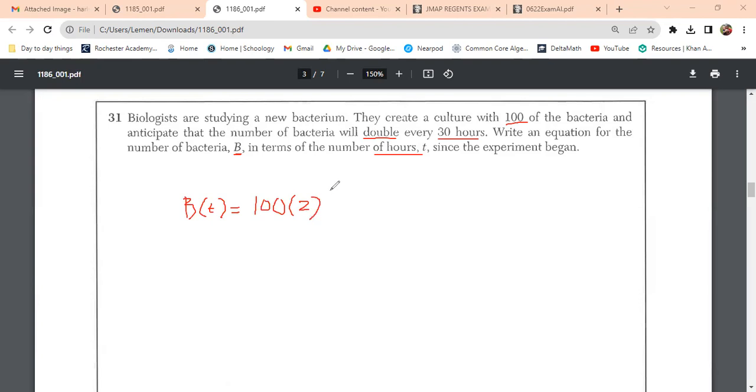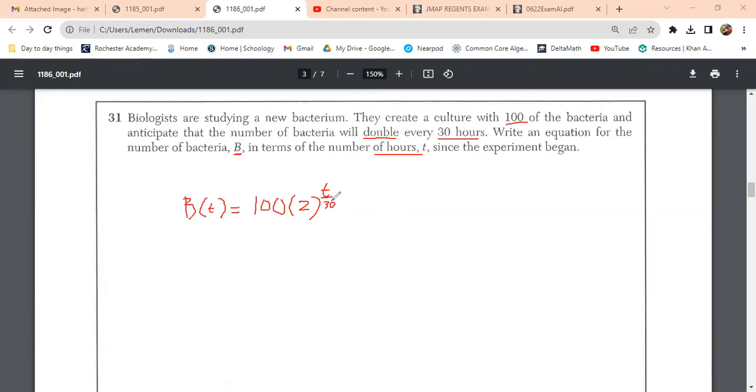Now, normally, we would just put a t here. So this is saying we started with 100. It doubles every 1 hour. But that's not what this is doing. It's doubling every 30 hours. So the way that you indicate that it's doubling every 30 hours instead of every hour is you would just divide the exponent t by 30. And that would be it.